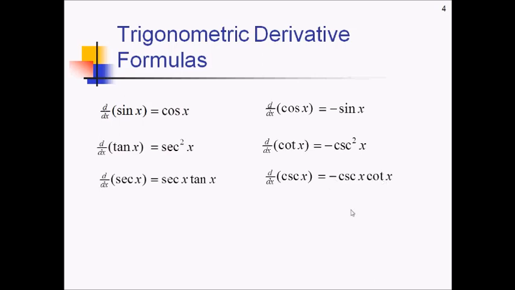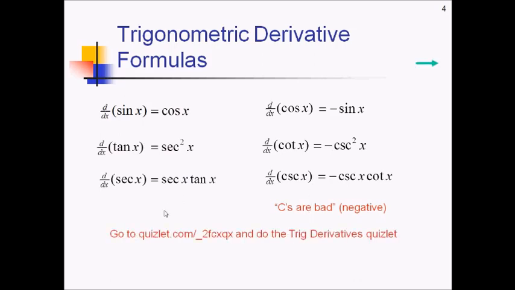Now, just a couple of tricks for memorizing these. C's are bad is the one that I like. So you'll notice that the derivative of all the trig functions that start with the letter C happen to be negative. Coincidence? Probably not, but who knows. Another thing here is I made this Quizlet at this address, so feel free to go there on your own time and play the game that helps you remember these.